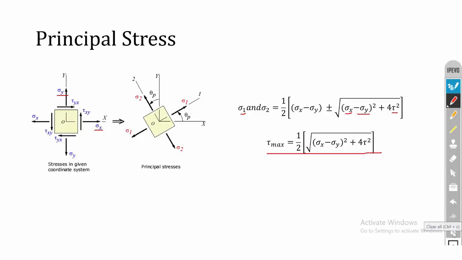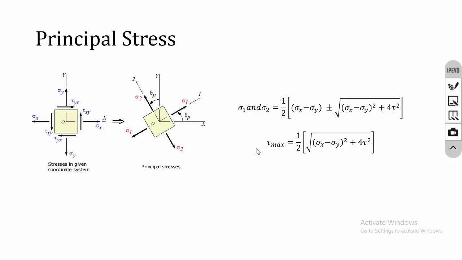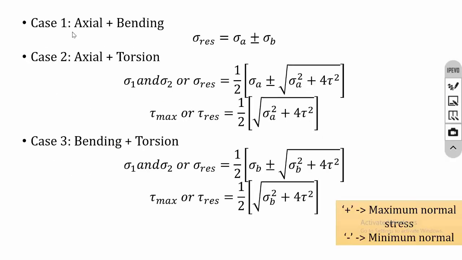So this is the equation to calculate the maximum and minimum principal stress, and this is the equation to calculate the maximum shear stress. We use these principal stress equations in the combined stress equations. Now coming back to the combined stress equation, in the second case, that is axial plus torsion, the resultant stress can be calculated using the principal stress equation. If you substitute plus, you get the maximum principal stress; if you substitute minus, you get the minimum principal stress. Here too, we use sigma 1 or sigma 2 as the resultant stress.